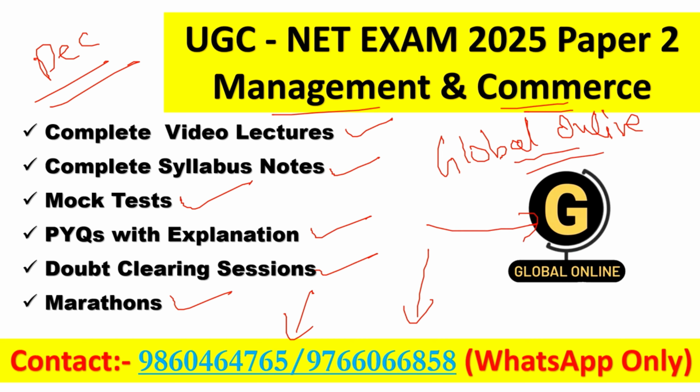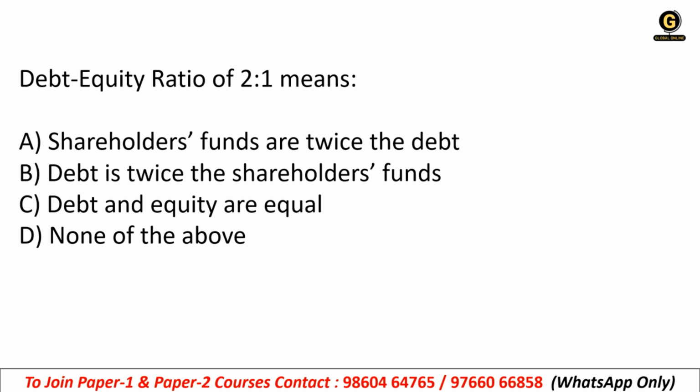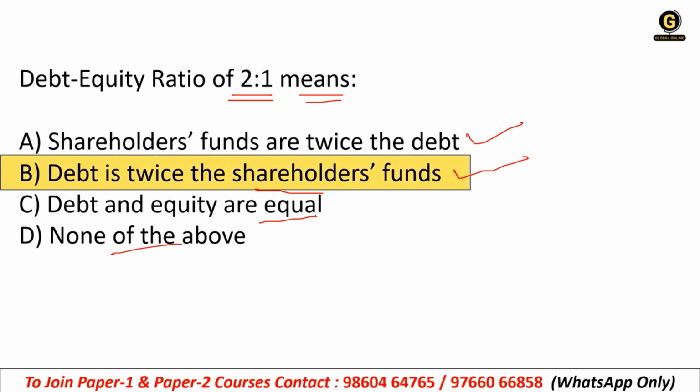Okay. So this is your first question. Debt equity ratio of 2:1 means what? We have already covered the debt equity ratio in the previous session. What is debt equity ratio? How is it calculated? What is the formula of this? So 2:1 means what? A, shareholders funds are twice the debt. B, debt is twice the shareholders fund. C, debt and equity are equal. Or D, none of the above. So the right answer is option B, debt is twice the shareholders fund.